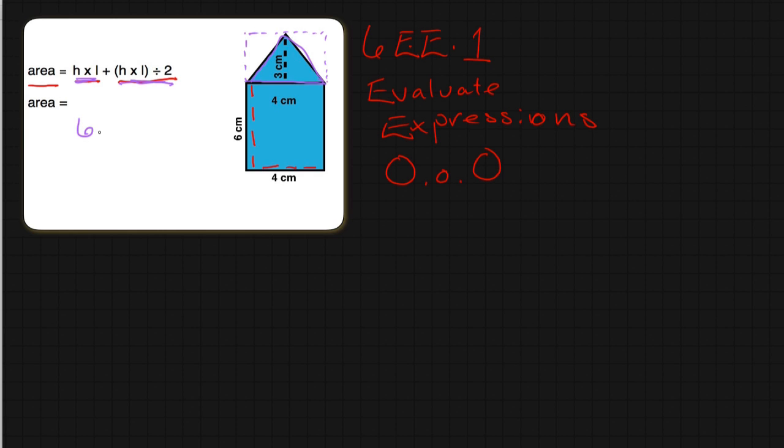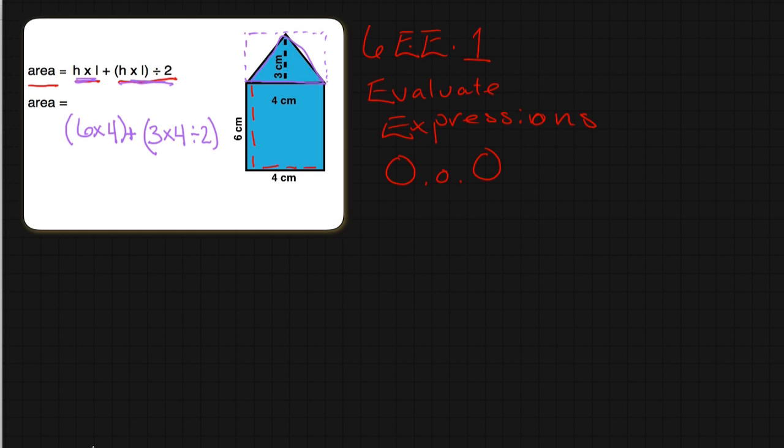The height is 6. The length of the rectangle is 4. And then we look at the height of the triangle, that's 3, times the length of the triangle, that's 4. And if we divide that by 2, we'll get the area. Now, if we add the rectangle and the triangle together, we will get both parts added together. This is an expression, right? It's a way of saying the area. It's a mathematical way of saying the area, right?